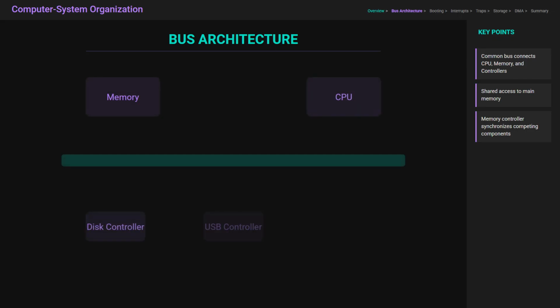To understand how an operating system manages resources, we must first understand the physical organization of the computer system itself. Modern computer systems are complex, consisting of one or more CPUs and a number of device controllers connected through a common bus that provides access to shared memory. These components compete for memory cycles, so the memory controller synchronizes access to ensure the system runs smoothly.